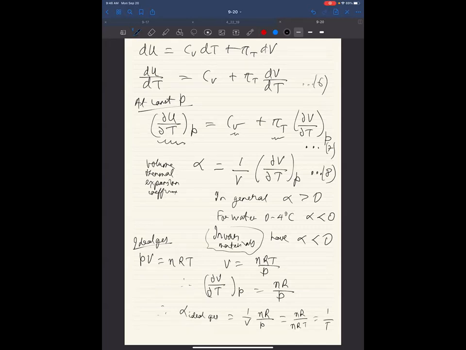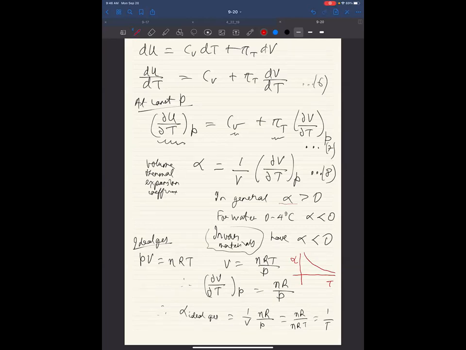So we have an interesting relation for an ideal gas, that the thermal expansion coefficient versus temperature should look like this. It should always be positive, but it should go down to 0 as the temperature increases, which is quite interesting. It's kind of counterintuitive, right? Why should an ideal gas expand when you put temperature into it? But it does. And the rate at which it expands decreases as a function of temperature.